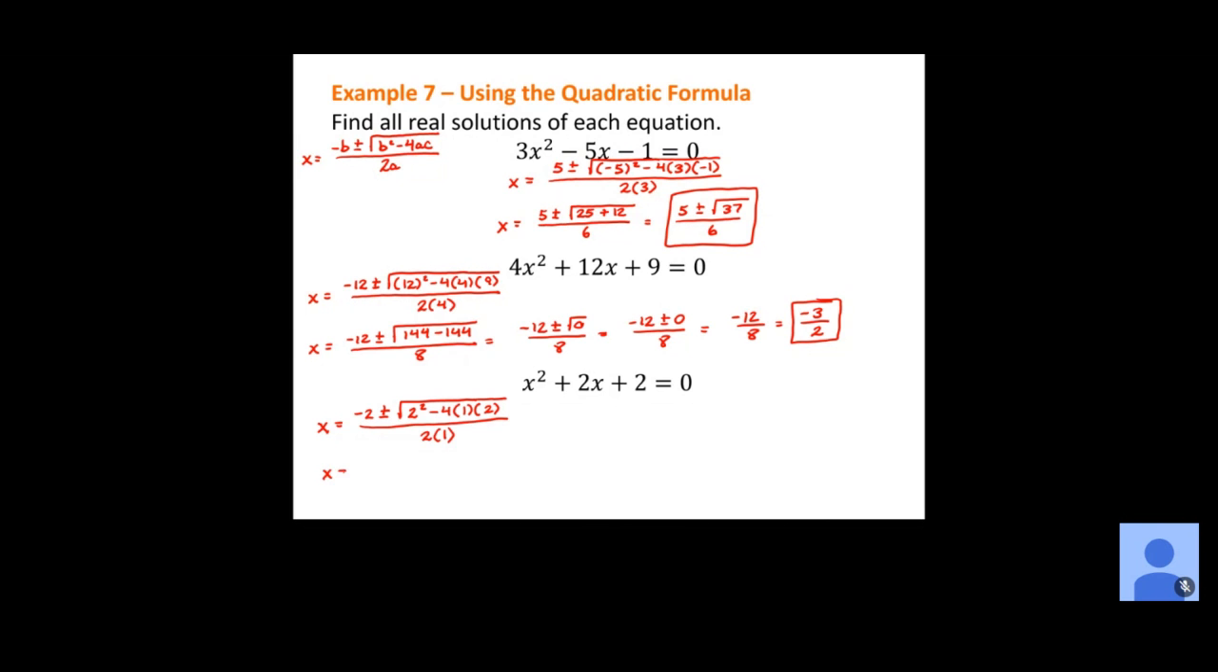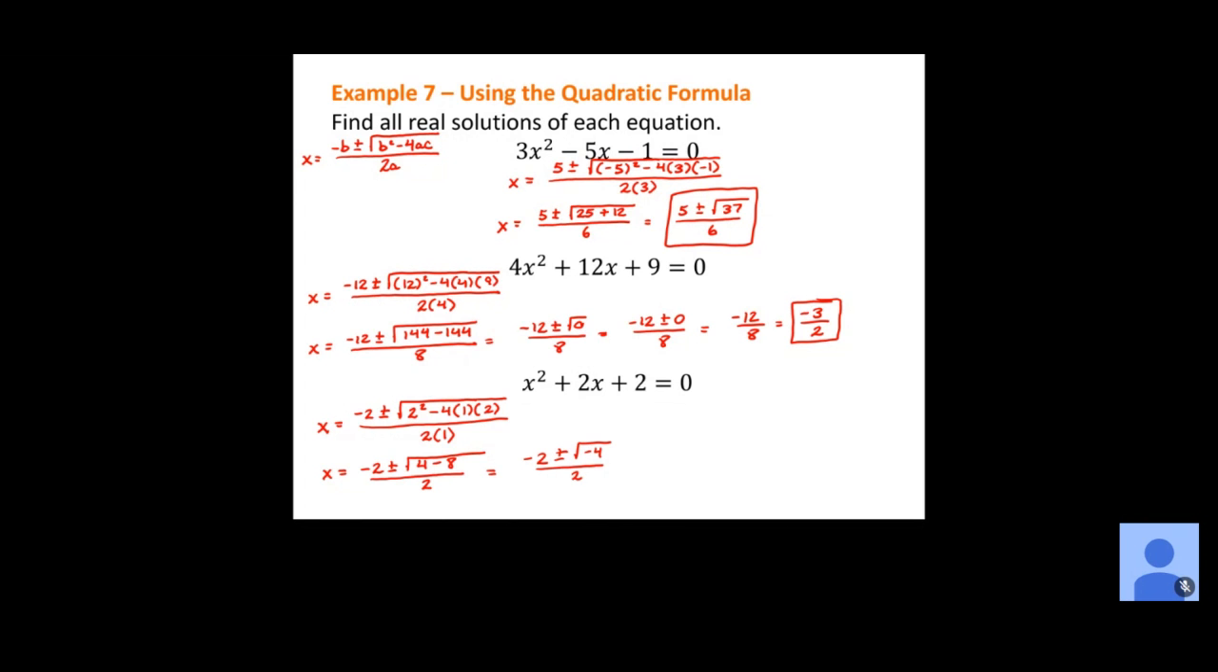All right, so now let's simplify that. We've got our -2 out front, plus or minus the square root. What's 2 squared? +4. -4 times 1 times 2 is going to give us what? -8. And then 2 times 1 in the denominator should be 2. Now if we simplify what's under the radical there, -2 plus or minus the square root of, what's 4 minus 8? -4, all over 2.